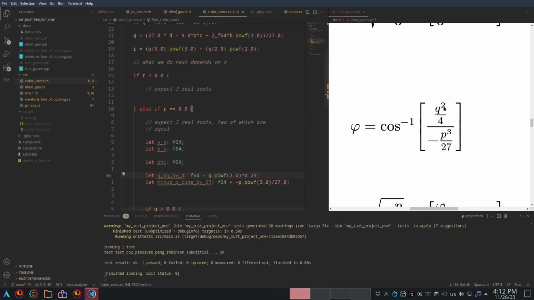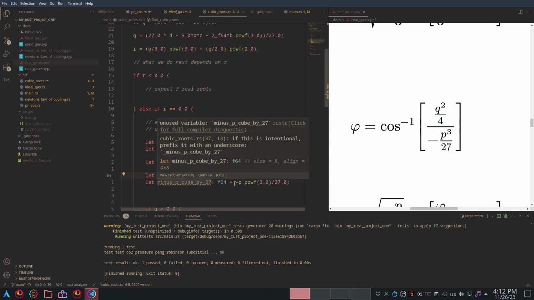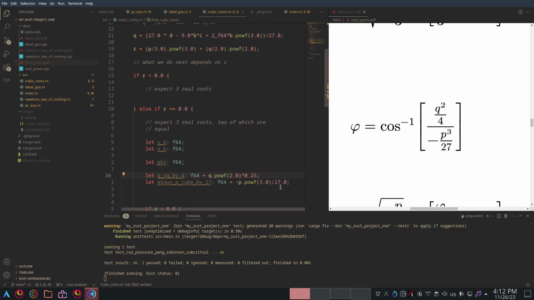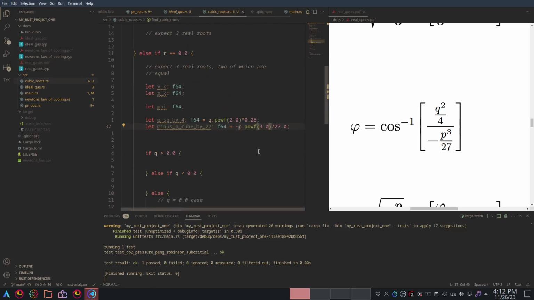So let's just check the code. Q squared by 4 is q to the power of 2.0 divided by 4, or times 0.25. Next is minus p cubed divided by 27. So minus p to the power of 3 divided by 27. So all this looks good so far. So let's calculate phi. Phi equals arc cosine, or rather let's do the numerator and denominator first.